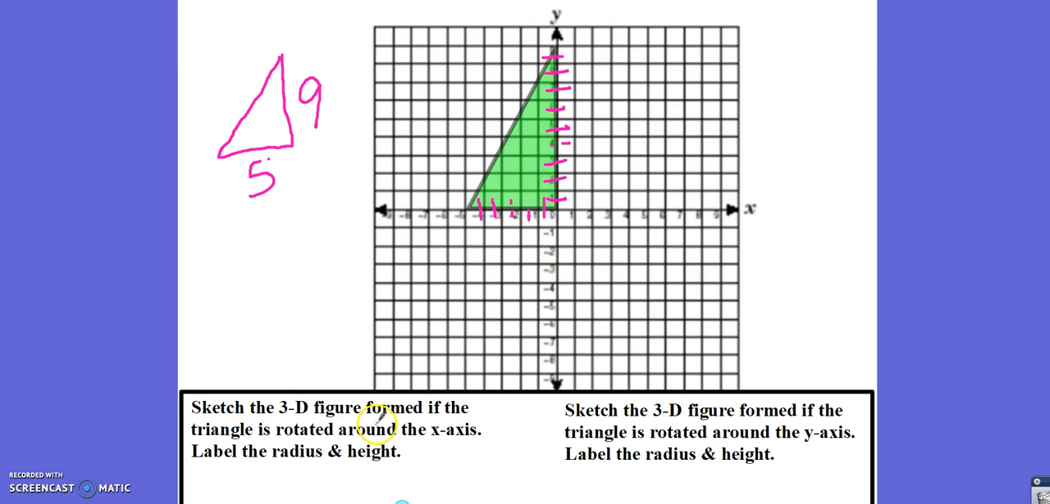First one is asking us to rotate about the x-axis. And when you rotate, we're basically just going to reflect that object. So I'm going to take this one, that top point is all the way up at 9. So I'm going to move it down here to -9. That becomes that new point. And then we're going to draw in our triangle. So I'm going to draw this triangle in here.